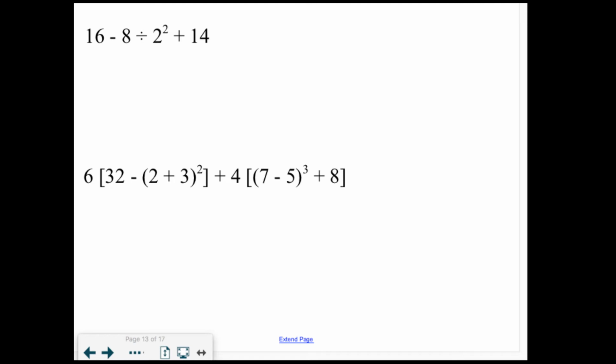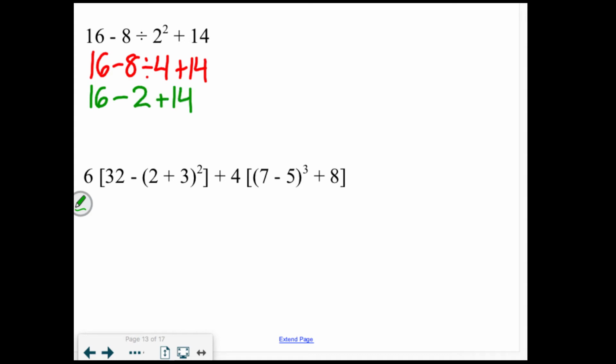So in this first example up top, 16 minus 8 divided by 2 squared plus 14. The first thing we're going to do is the exponent because there is no parentheses. So I've got 16 minus 8 divided by 4 plus 14. Next step would be to do the division, which is 16 turns into minus 2 plus 14. Now again, remember, like I said just a minute ago, subtraction is going to come first in this one because it is further to the left, which gives me 14 plus 14 for a final answer of 28.